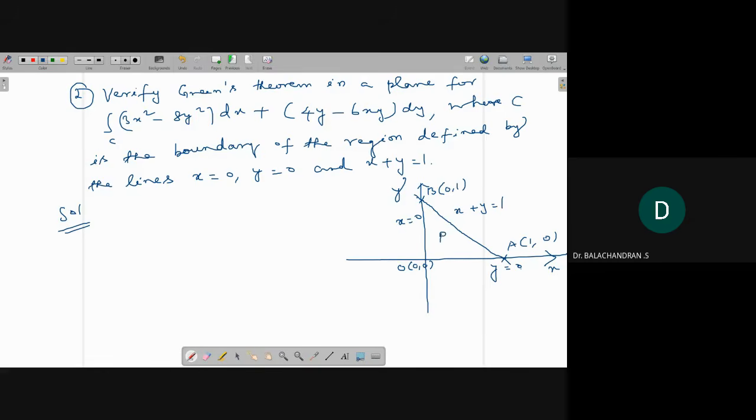So this is your region R. This is the triangle region. This is your C. Now, the right hand side of the Green's theorem is equal to the double integral over R of dou q by dou x.